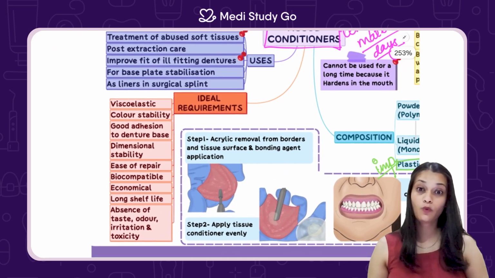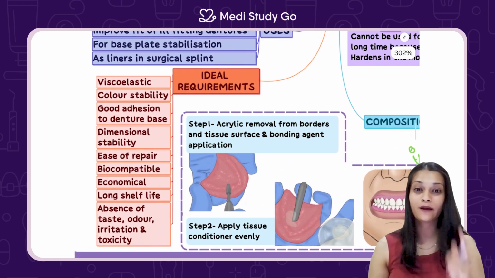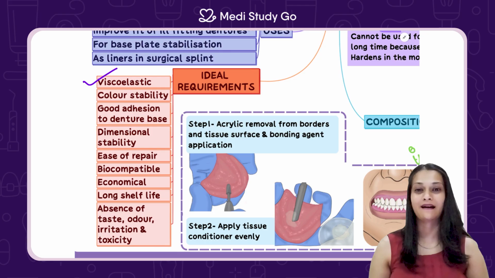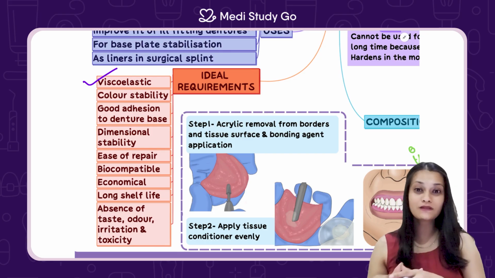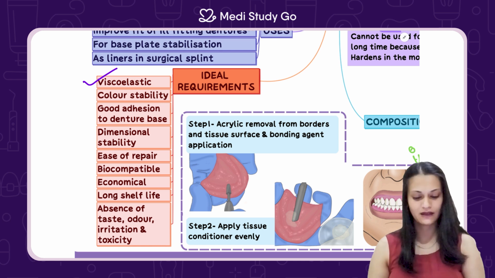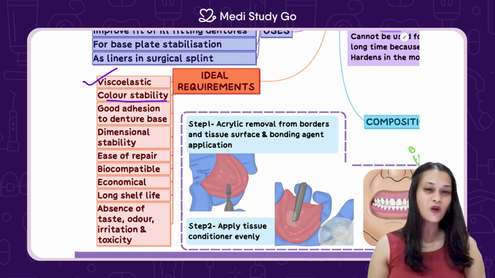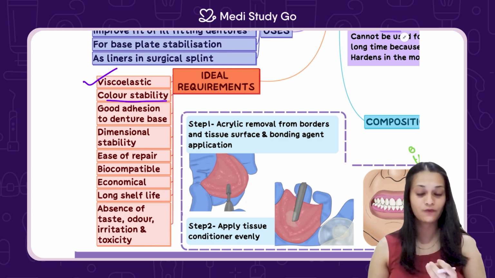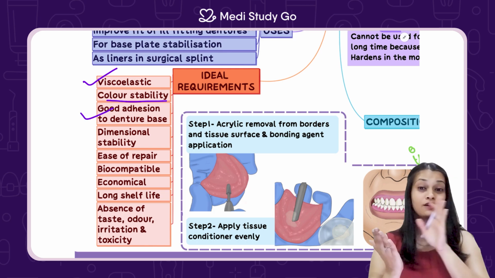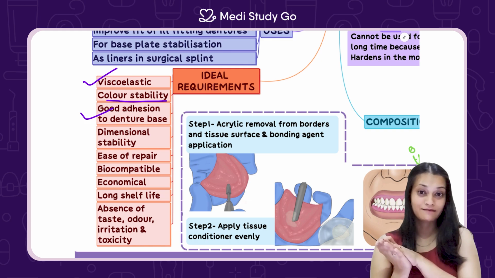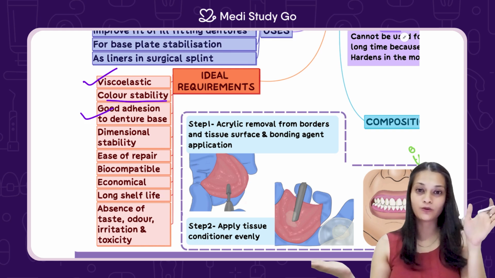Now, what I want it to have is one property, viscoelastic. What is meant by viscoelasticity? It flows under pressure and becomes rigid when the pressure is removed. Color stability, this is not of great importance, but yes, we do consider this. It has to have good adhesion. Imagine you use it and it is just out.